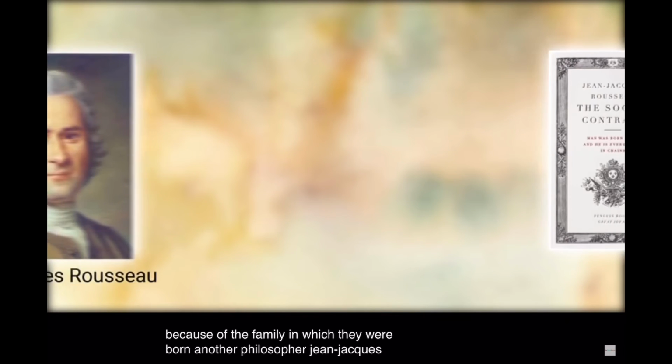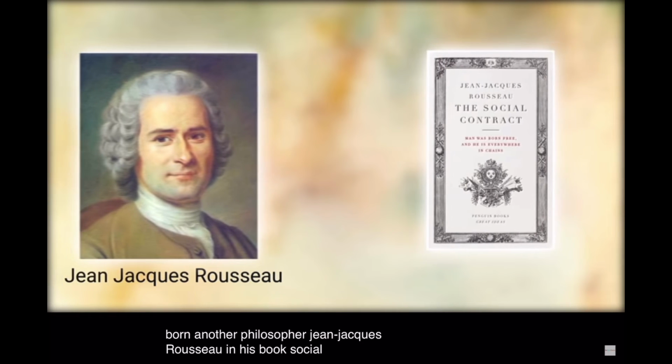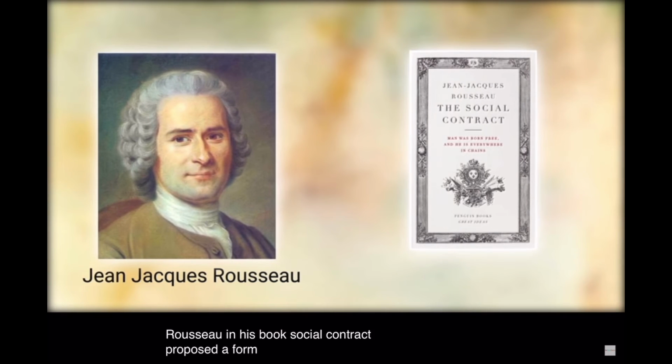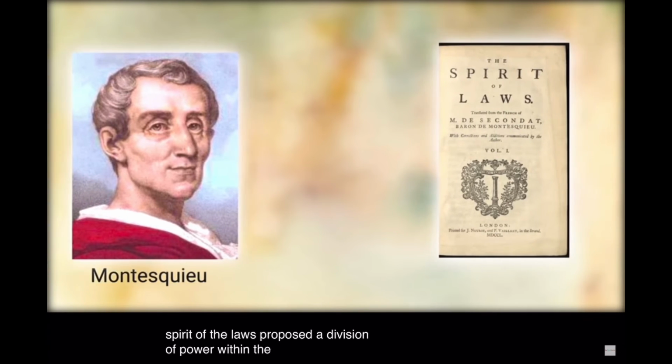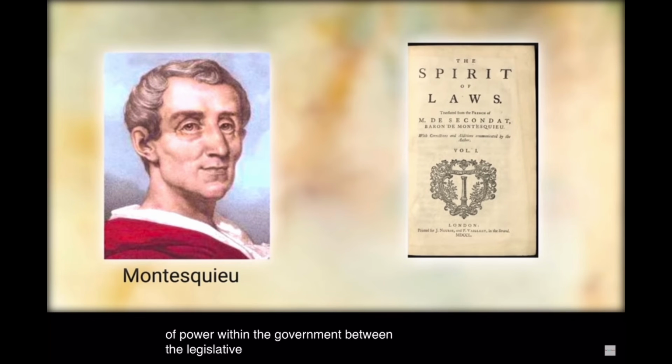Another philosopher, Jean-Jacques Rousseau, in his book Social Contract, proposed a form of government based on a social contract between people and their representatives. A philosopher called Montesquieu, in his book The Spirit of the Laws, proposed a division of power within the government between the legislative, the executive, and the judiciary.